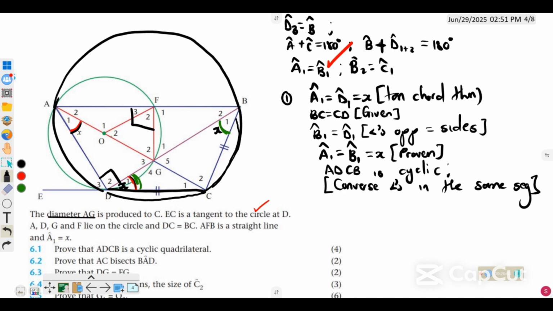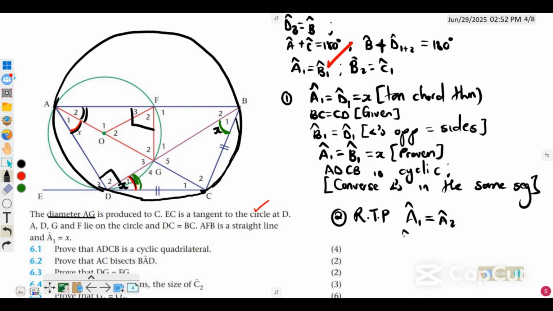So there we have it. AC is this line right here. You need to prove that the line bisects BAD. Now how can you do that? Listen up. This question is easy. Of course, you are required to prove that AC bisects BAD, but in simple language, you are basically required to prove that this angle right here is equal to that. Angle A1 is equal to angle A2. That's what they want you to prove.